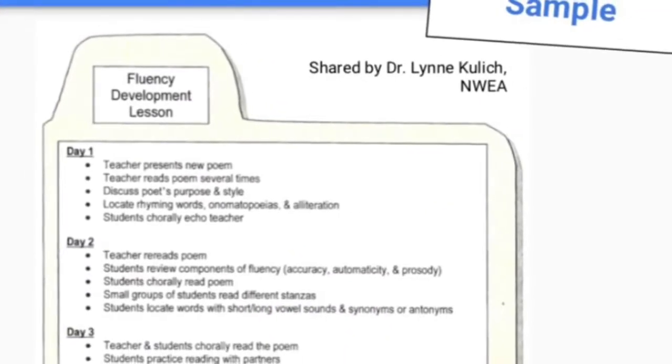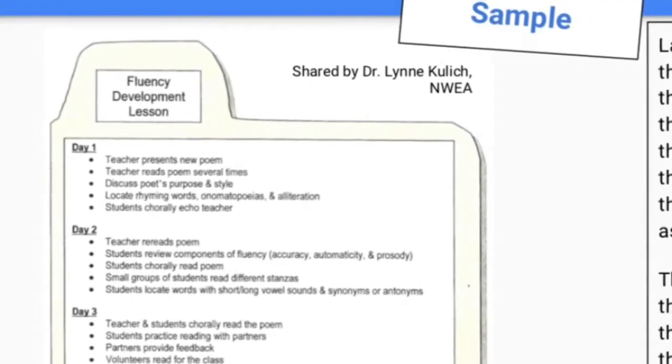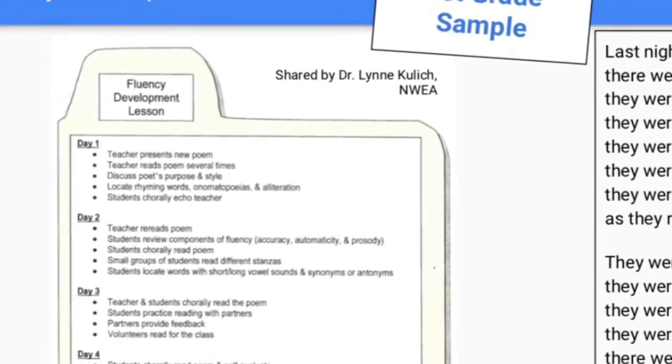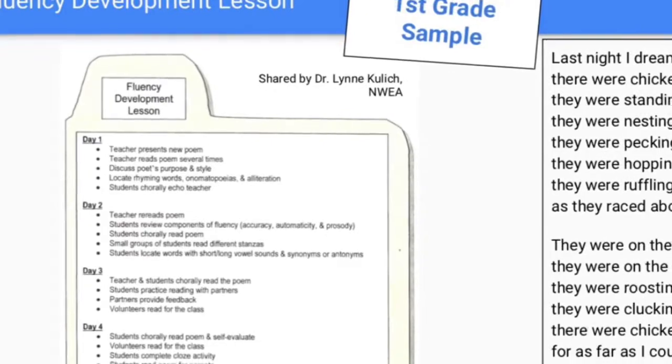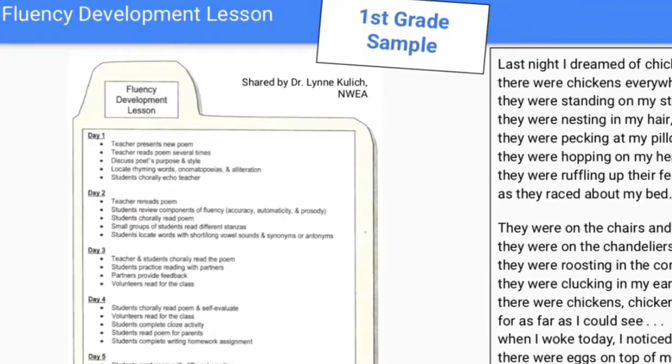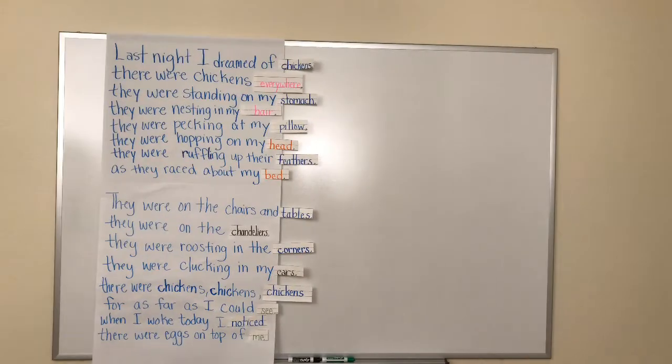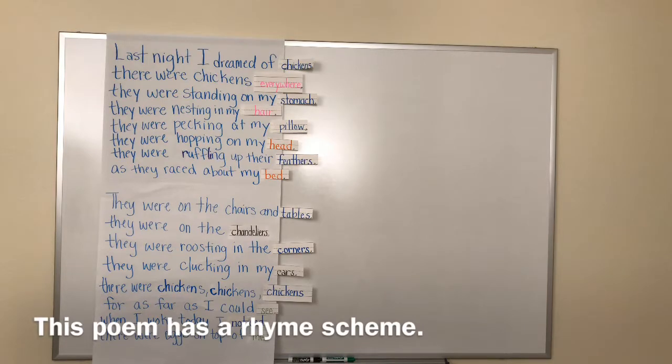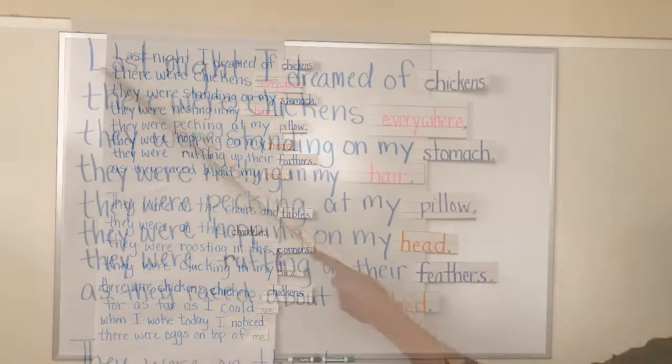The teacher reads the poem several times. Discuss poet's purpose and style. Locate rhyming words, onomatopoeia, and alliteration. Students chorally echo read. As you can see, this poem has a rhyme scheme as every other word rhymes.